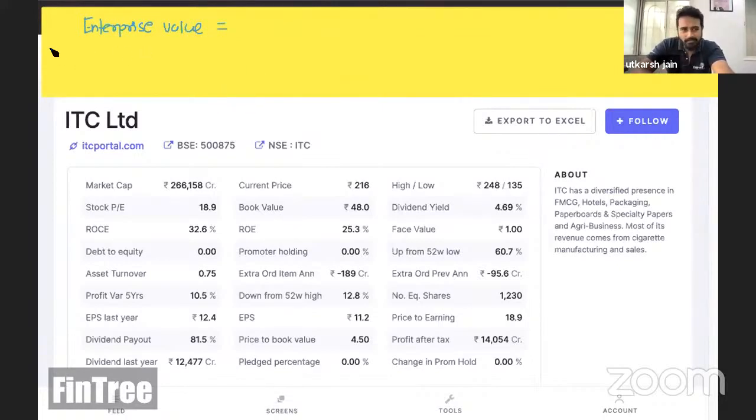Okay, so this is for ITC, this is ITC enterprise value. How do we calculate enterprise value? Market value of equity plus market value of debt.